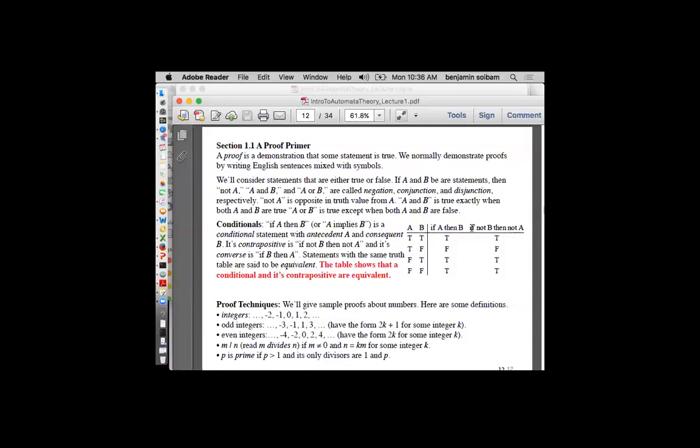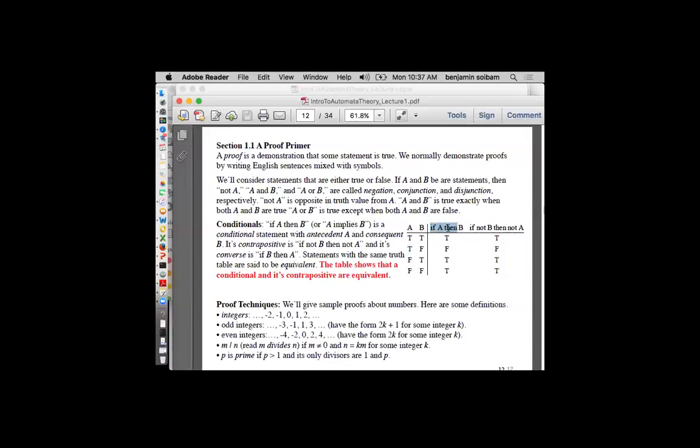But the point I want to make is this. If you look at the truth table for this conditional statement and its contrapositive statement, it's basically the same. The only case when they're false is when A is true and B is false. That's the only case when they are false. The remaining cases are all true. Later on we'll see that.